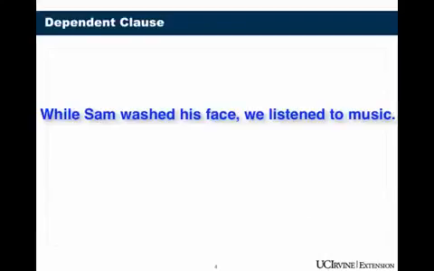Now, before we go any further, you need to make sure you understand what a dependent clause is. Here we have our sentence. This is a complex sentence. While Sam washed his face, we listened to music. The dependent clause is this part, while Sam washed his face. The reason this is dependent is because it cannot be a sentence. This is not a sentence by itself. And the reason for that is because of this word while.